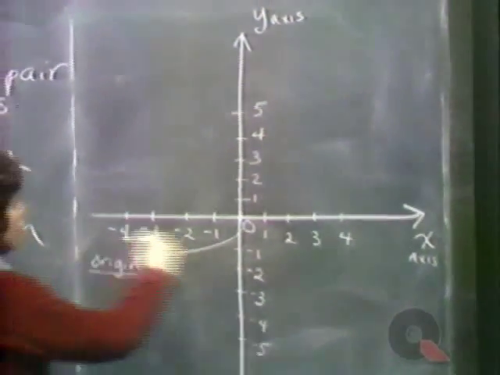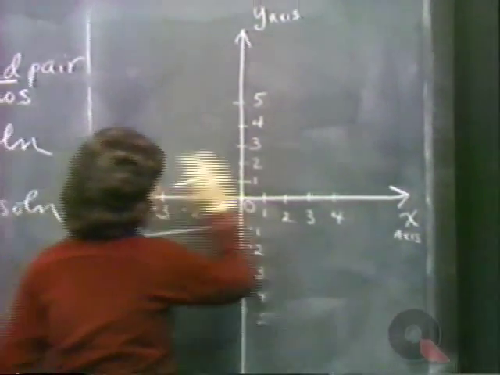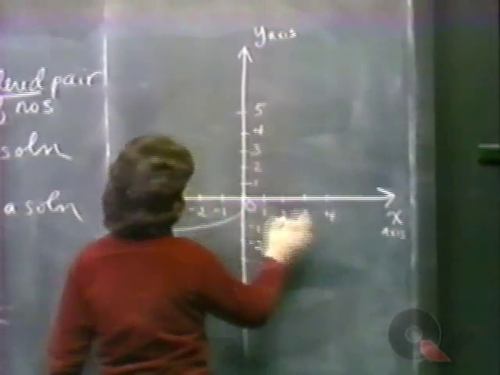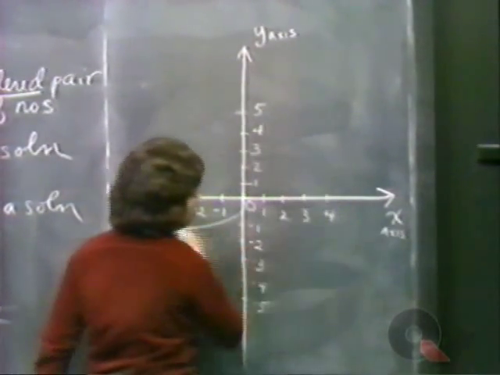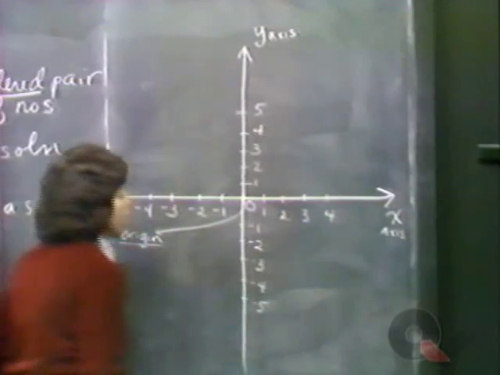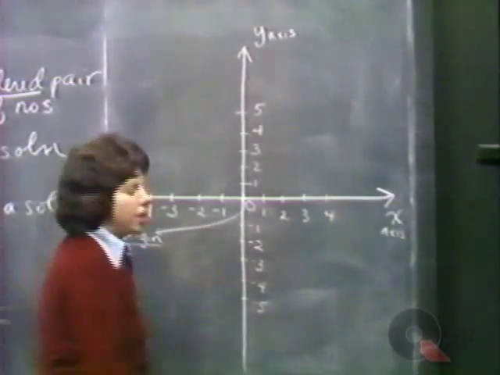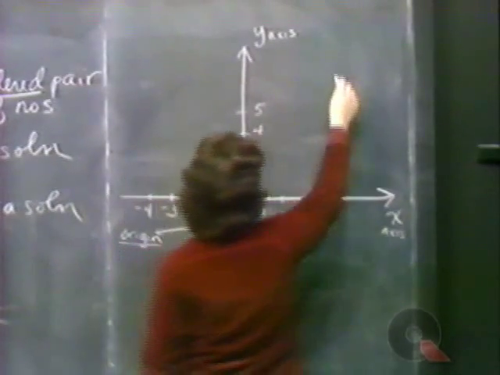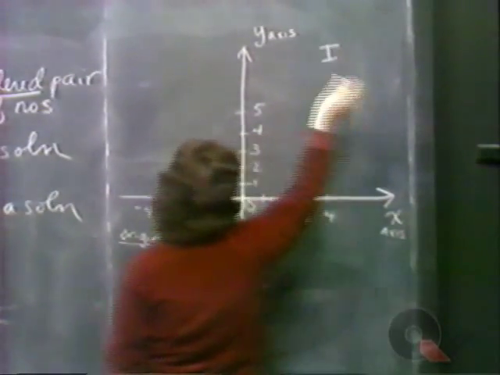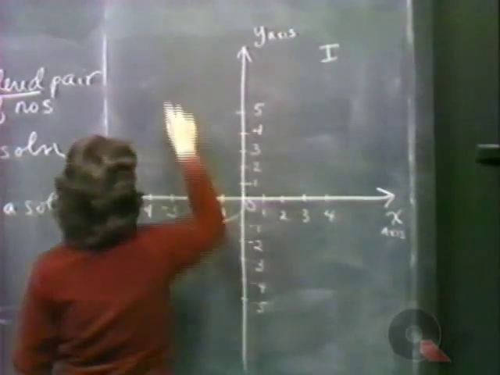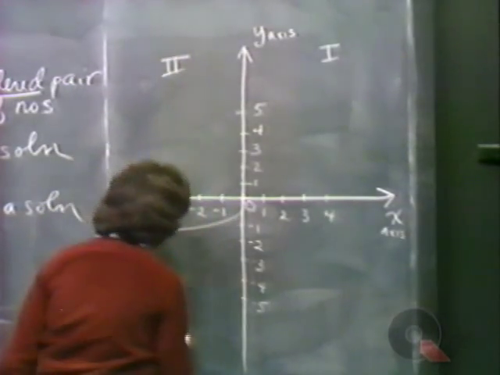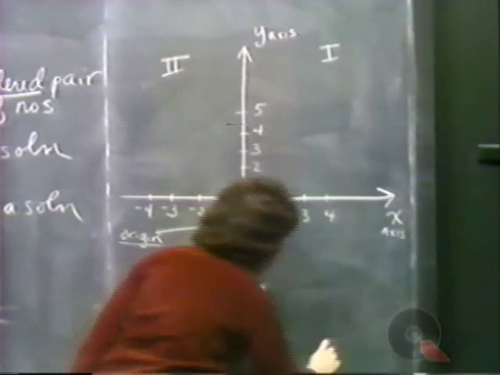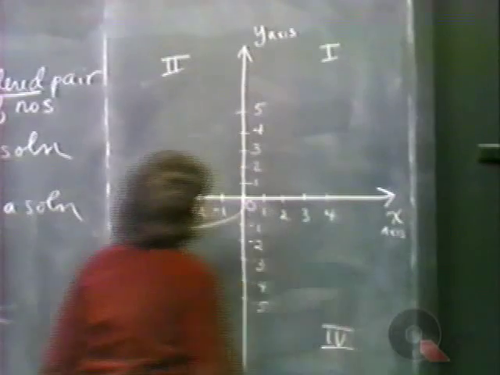These two number lines divide this plane. This is called the xy plane. You can think of the surface of the blackboard here as the xy plane. They divide the xy plane into 4 quadrants. Starting in the upper right-hand corner, we call this quadrant 1, and we number counterclockwise. Quadrant 2, quadrant 3, quadrant 4.